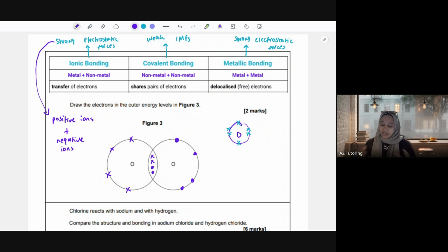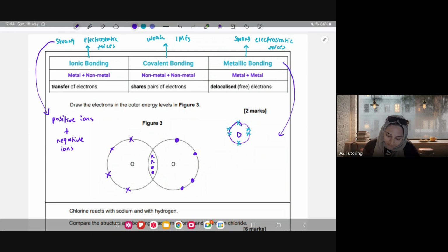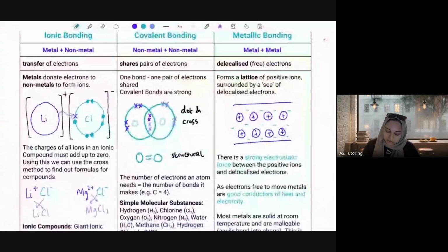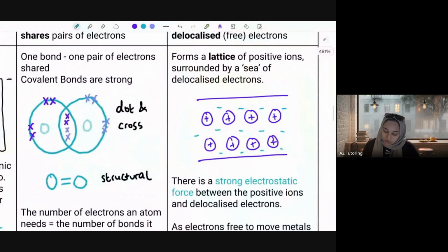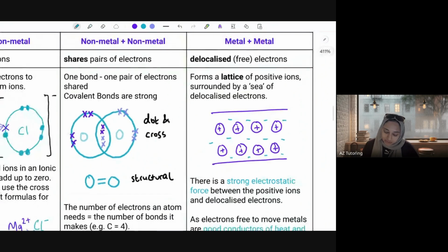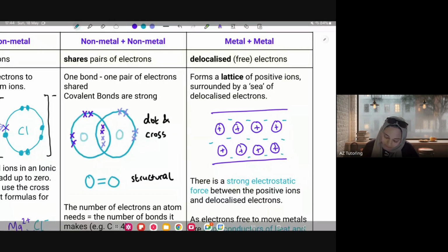That's what allows the lattice structure to come about as well, because you've got positive, negative, and it starts forming like a cube shape. In metallic bonding, you don't have negative ions. We've just got delocalized electrons. So you can see here all these minus signs, and then you've got positive ions in the middle. You've got a sea of delocalized electrons. The electrostatic forces are between the positive metal ions and the negative electrons.